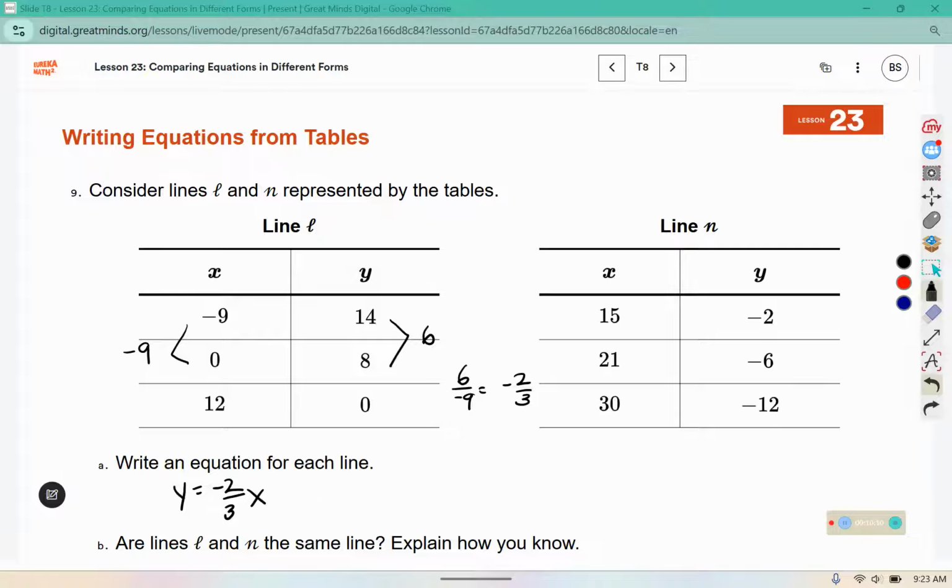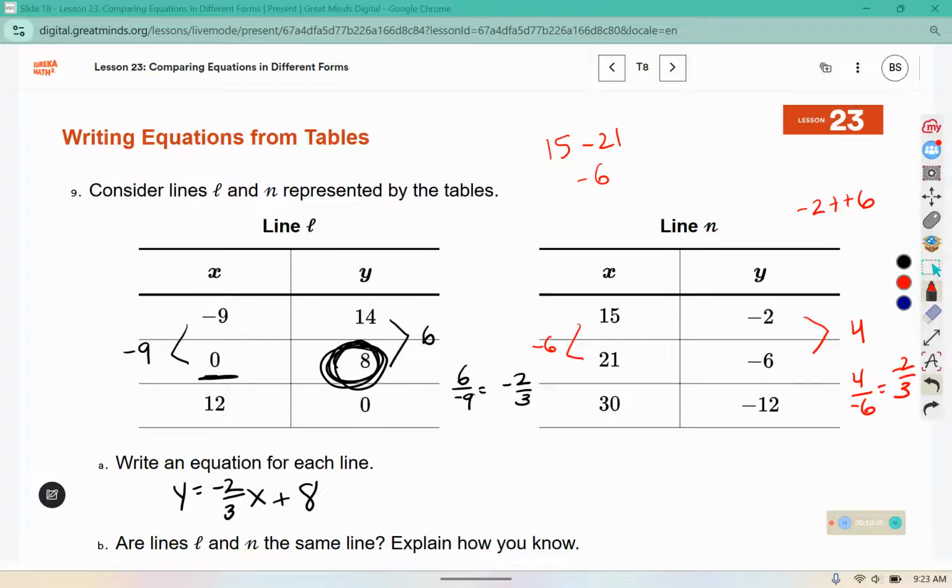And then our b value, that's where it crosses the y-axis. So this one has the point (0, 8), that is the y-intercept. So I can add 8. Over here, negative 2 minus negative 6 would be positive 4. And this one, 15 minus 21, is negative 6. So the slope here is 4 over negative 6, which is also negative 2/3.